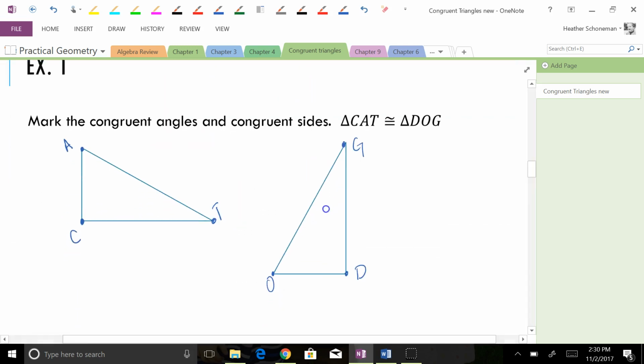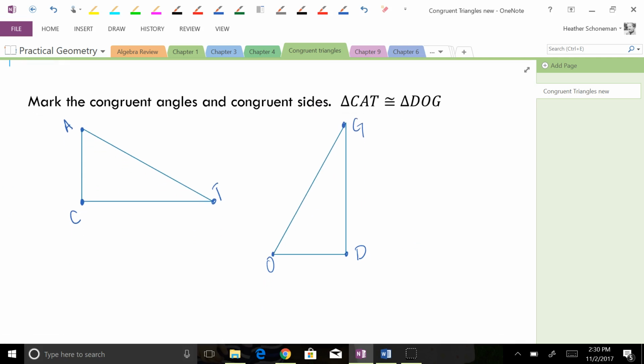Alright, so we want to mark the congruent angles and congruent sides in this picture. So these triangles match, they're just rotated differently. And we're going to use this congruent statement to help us. Since C is listed first, C has to match with D. So we're going to make C match with D. Then A is listed second, so A's got to match with O. I'm going to put 2 arc marks in there. And last but not least, T is listed last, so T has to match with G. So we put 3 marks in there.